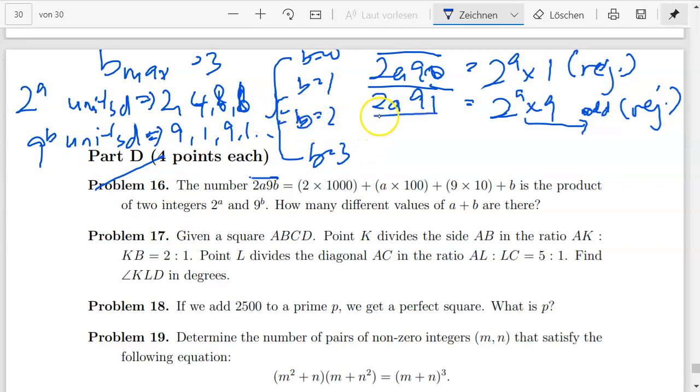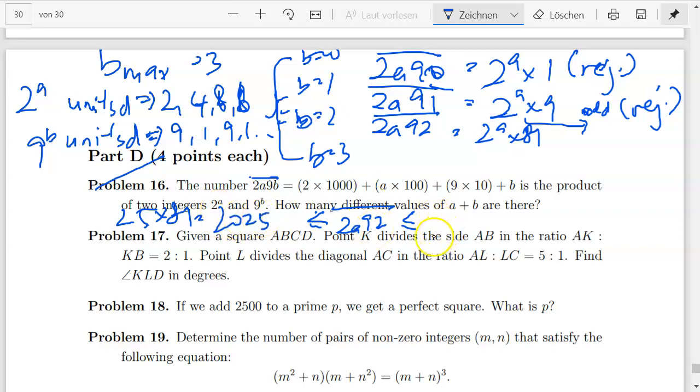And then b equals 2. This one sounds more interesting. So this one is 2 to the power of a times 81. Okay, so if we want to set some boundaries, the smallest multiple of 81 which is larger than 2000, so 2a92 is larger or equal to then, and smaller or equal to then. This one will give us, what is that? 25 times 81 equals 2025, and then the largest multiple of 81 smaller than 3000 would be 37 times 81, which is 2997.